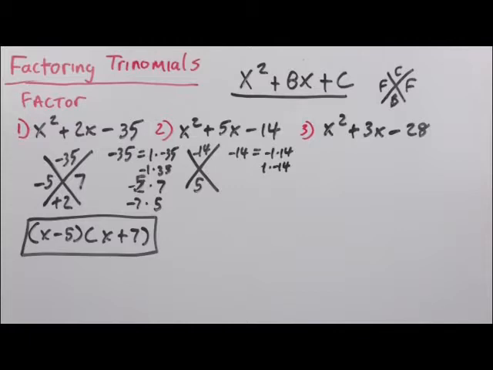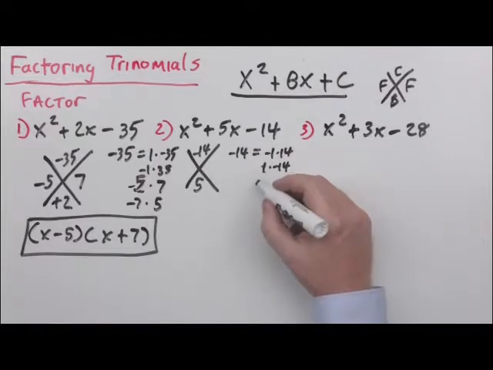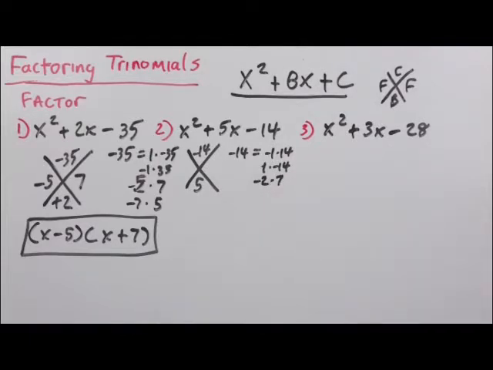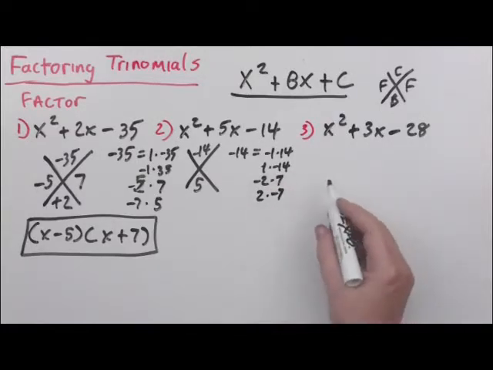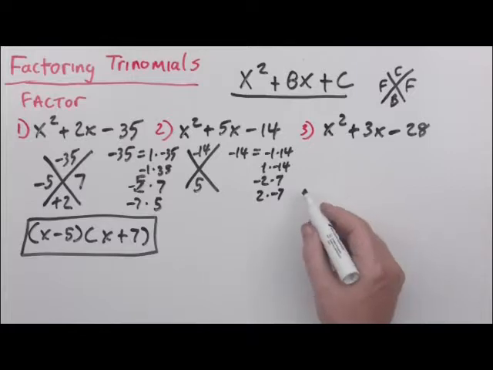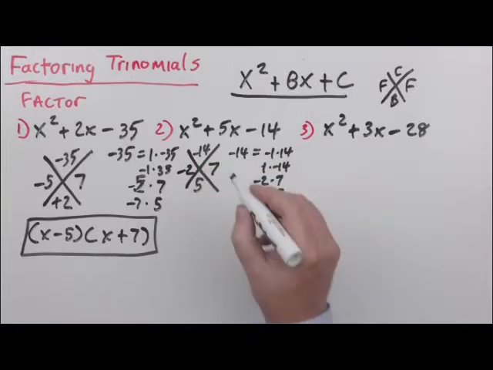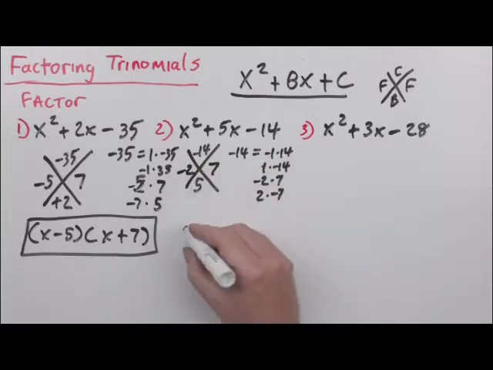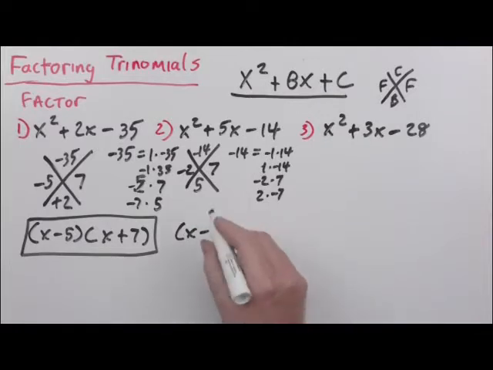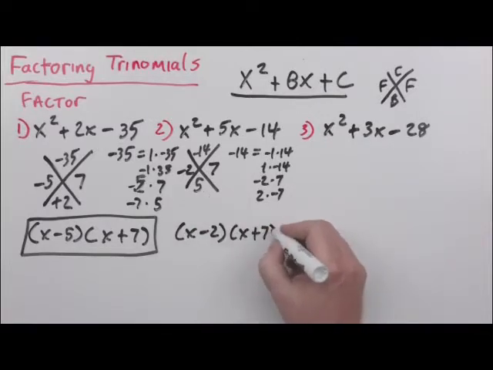Let's think about this. What else multiplies to negative 14? Negative 2 times 7. And 2 times negative 7. Let's see which of those adds to positive 5. It's going to be negative 2 and 7. Great, there's my factors. X minus 2 and x plus 7.